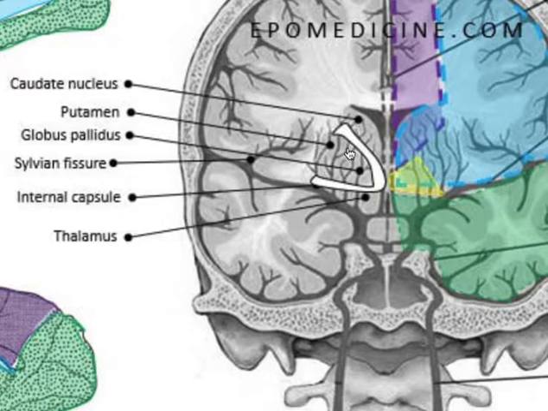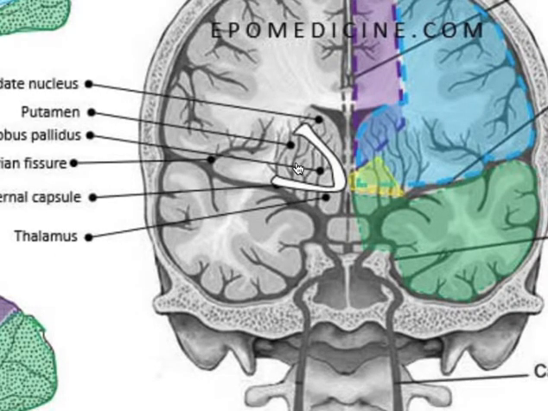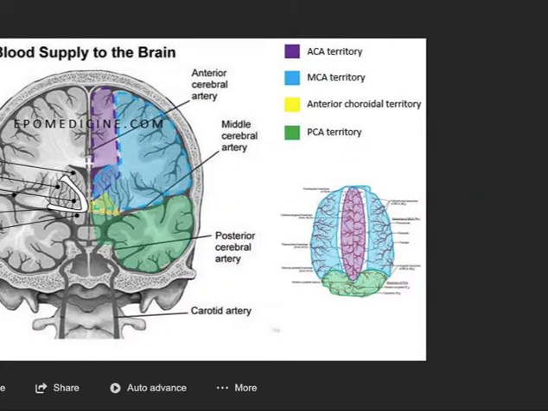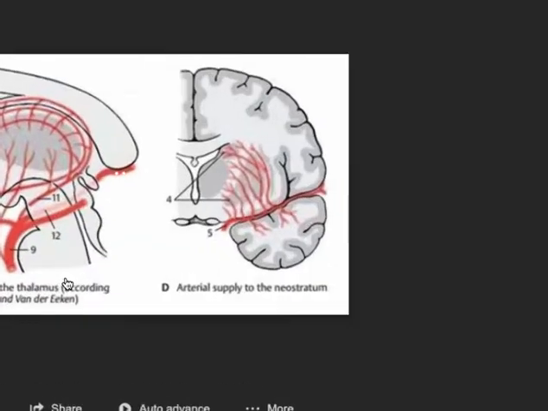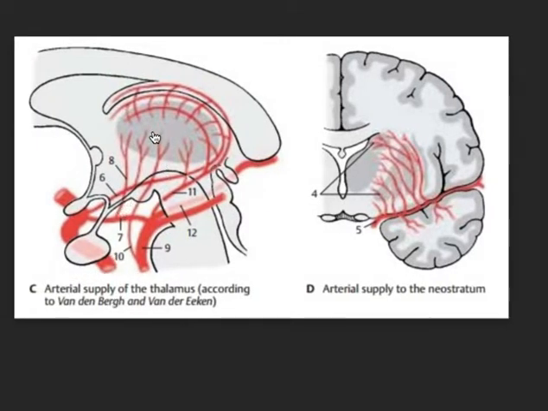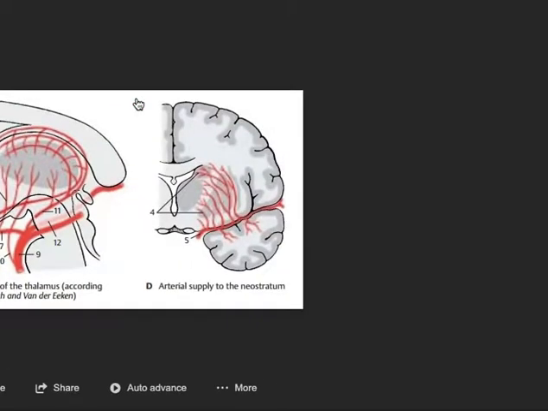Now one very important thing, see, you can see over here, there is thalamus, there is globus pallidus, there is putamen, there is caudate nucleus, and the blood supply which is coming from the middle cerebral artery gives small branches inside, right? For example, I will show you something. You can see small arteries, they go inside the brain matter and supply the deeper structures of the brain.